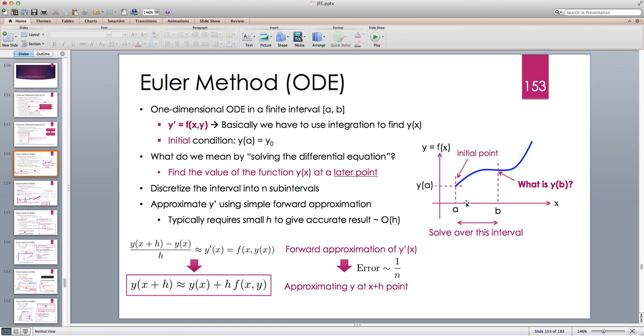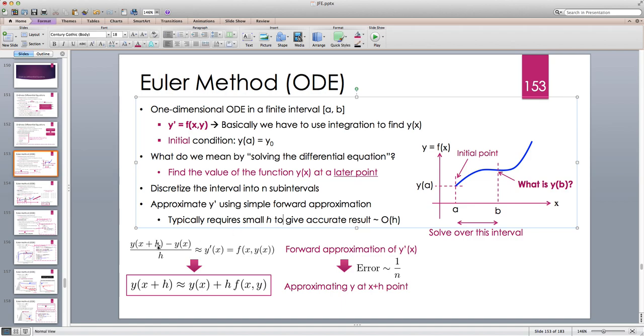I discretize into n small sub-intervals, so I choose n points from a to b, and let's call them x0, x1, x2, etc. And then at each point, I write y prime as an approximation: y of x plus h minus y of x, divided by h. And h is the length of each sub-interval, and I'm doing a uniform partitioning, so the length of all the sub-intervals is the same, h, which is b minus a divided by n. N is the number of sub-intervals.